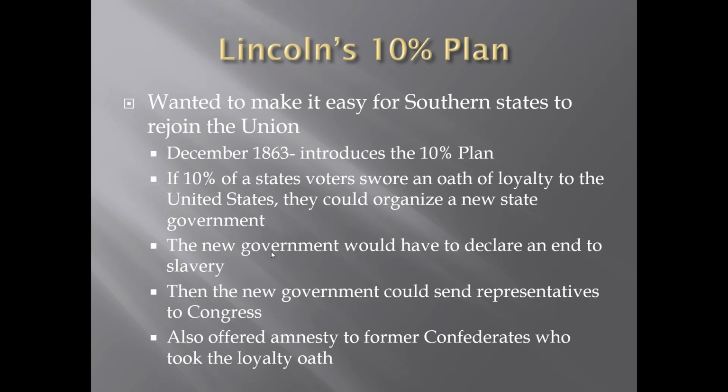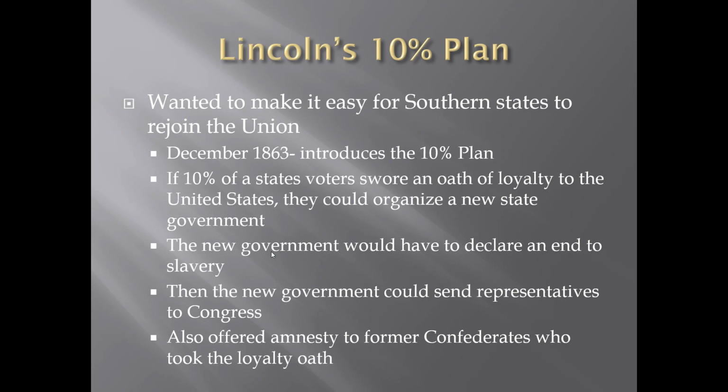So Abraham Lincoln, before he was assassinated, he did put together a plan on how he wanted to bring the United States back together, and it's called the 10% Plan. And he basically wanted the southern states to vote, and if 10% of the state's voters swore to be loyal to the United States, they could then take the steps they needed to rejoin the Union. So if they got a 10% vote, they could organize a new government.